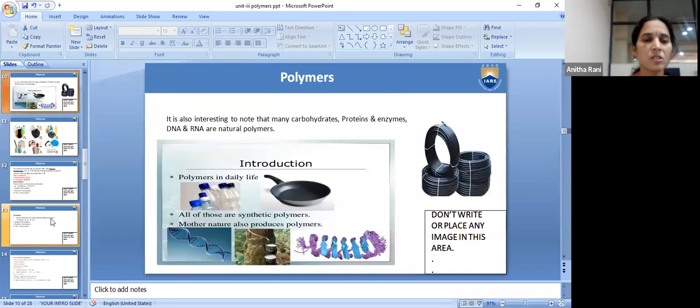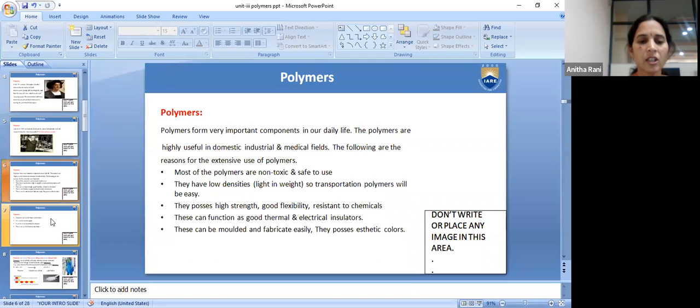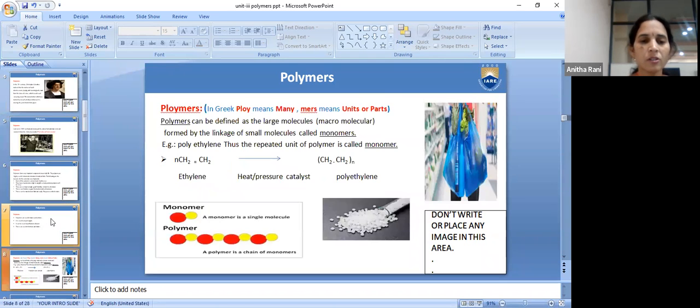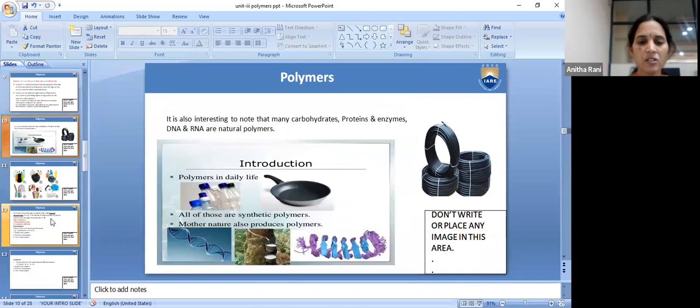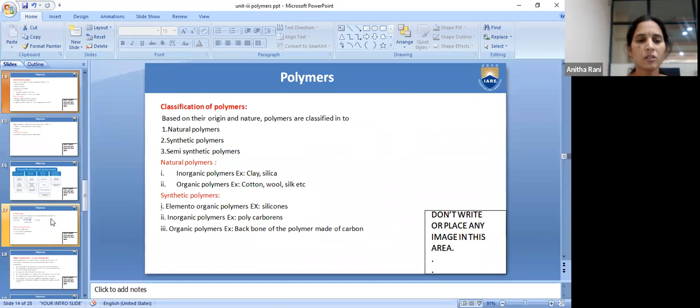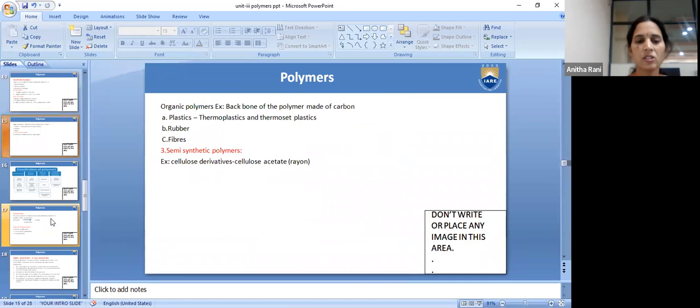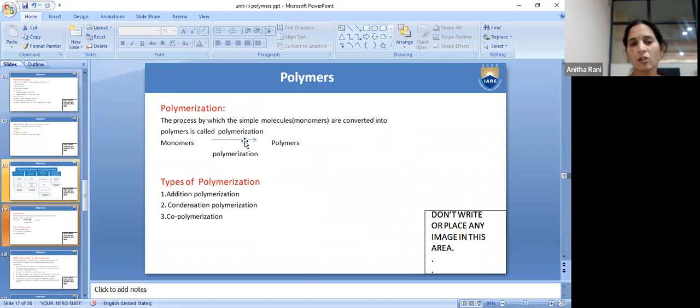I gave this in the PPT: uses, what is a polymer with definition and example, homopolymer, copolymer, and classification into natural, synthetic, semi-synthetic. But the topic that starts for us in polymers is types of polymerization. Students, are you following me?